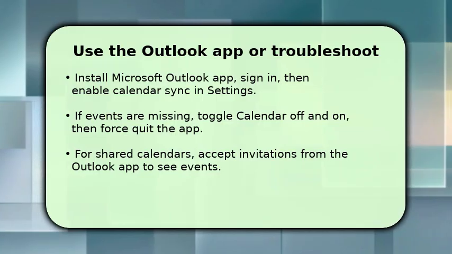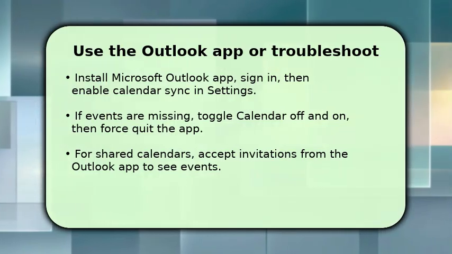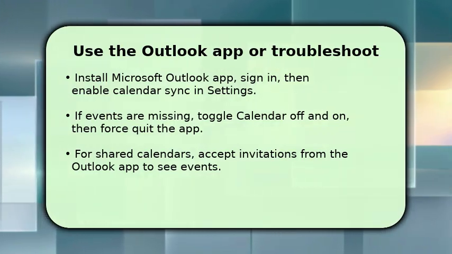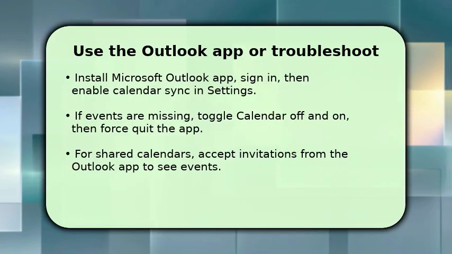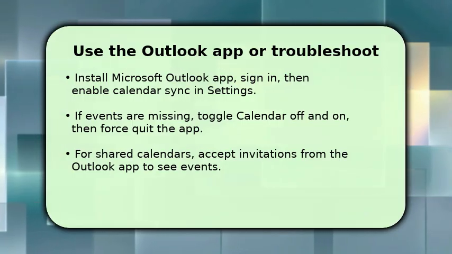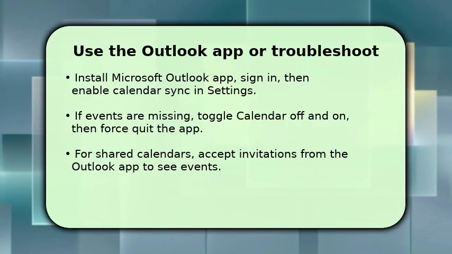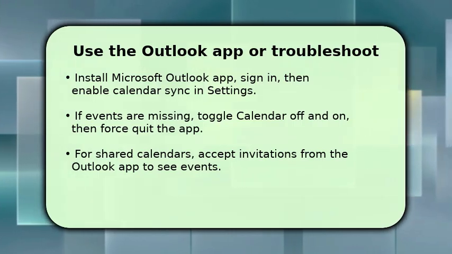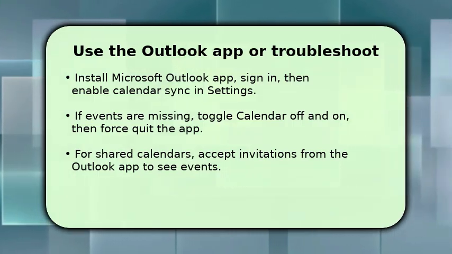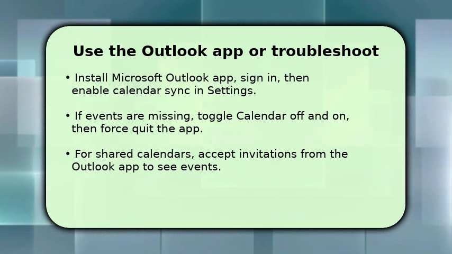If events are missing, toggle calendar off and on in iPhone settings, then force quit the app before reopening. For shared calendars, you must accept invitations inside the Outlook app to view events. Finally, verify network access and update iOS and app versions if sync fails.